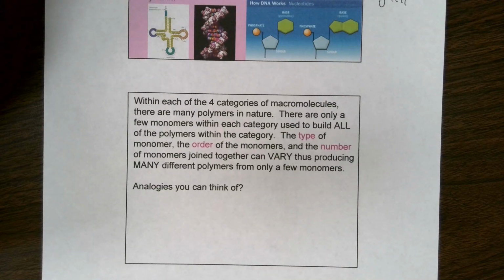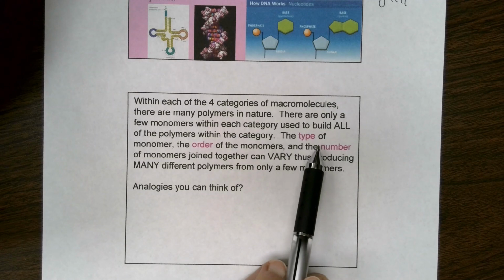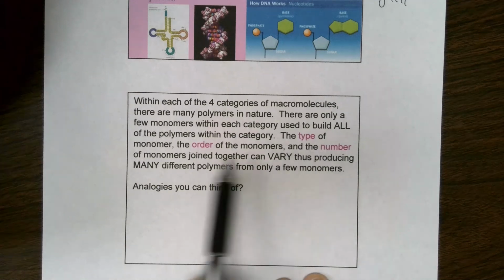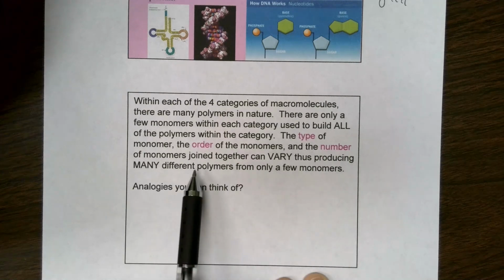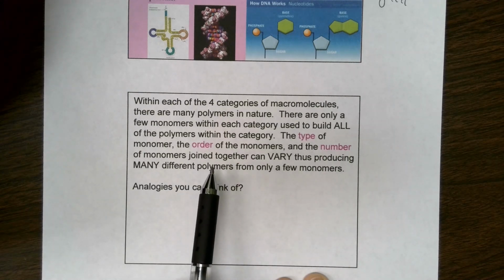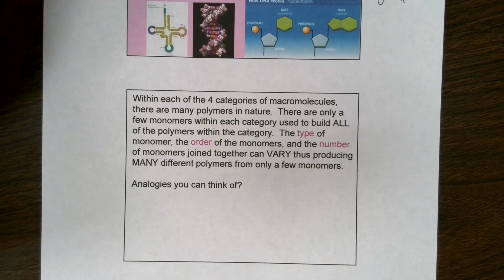Those are going to be used to build all of the polymers within that category. So the type of monomer can change, the order of the monomer can change, and the number of the monomers joined together within a polymer can change. Those 3 big concepts are what could produce so many polymers in nature with only a few monomers. Okay, so I want you to think about some analogies.